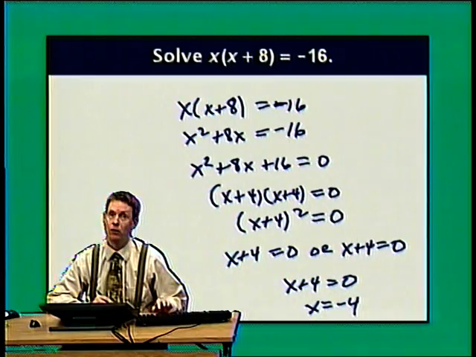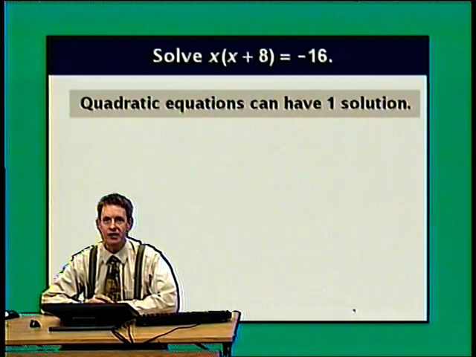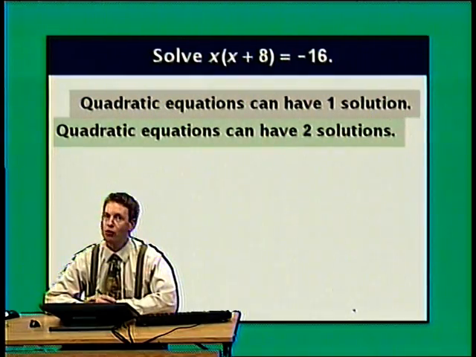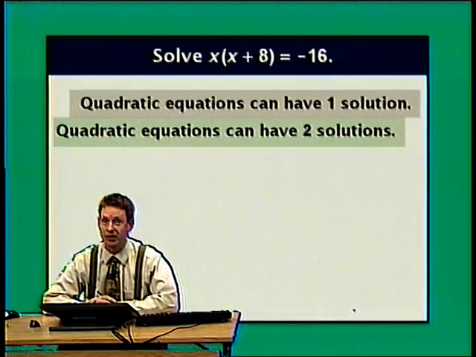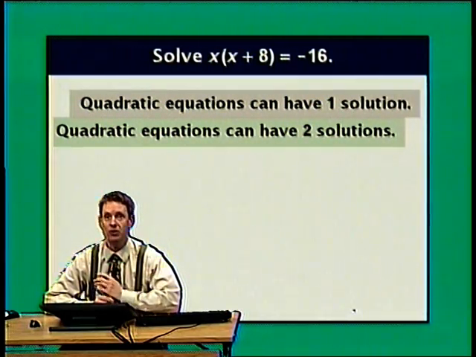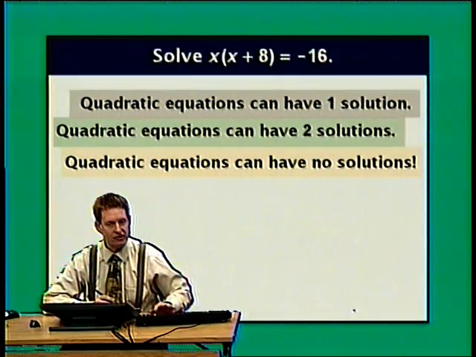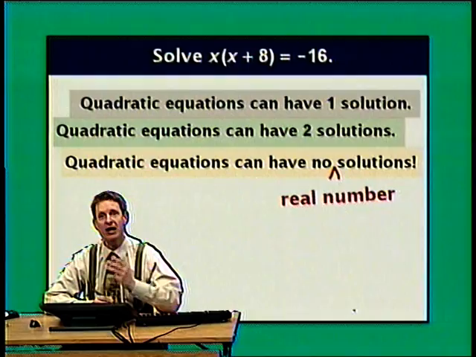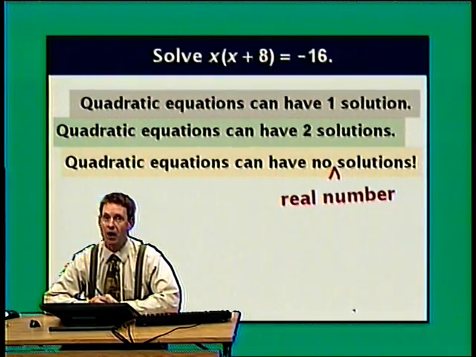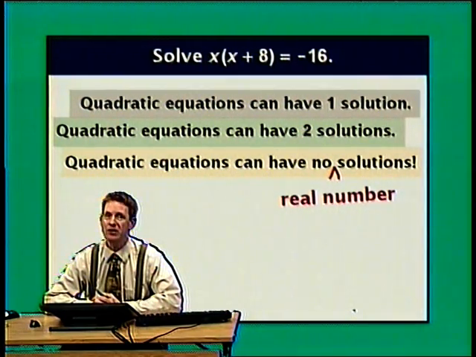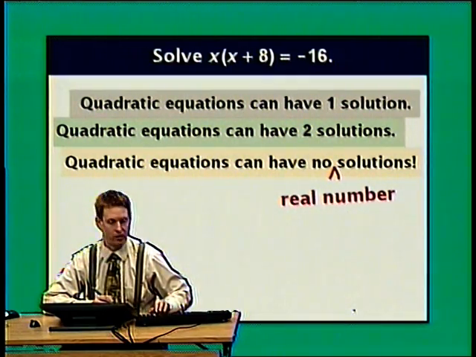What's up with that? Well, it turns out that quadratic equations can have only one solution. We've seen several examples of quadratic equations that have two solutions. So quadratic equations can have one solution or two solutions. Quadratic equations can also have no solutions, at least over the real number system. If you keep taking more and more math, you'll see that there are other types of numbers. And once you get into these other types of numbers called complex numbers, it turns out that quadratic equations always have either one or two solutions. But over the real numbers, they also can have no solutions.